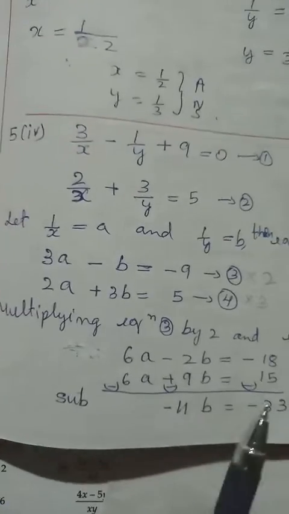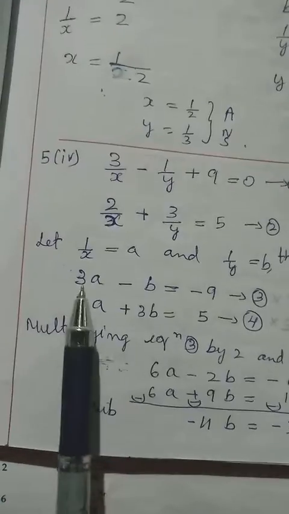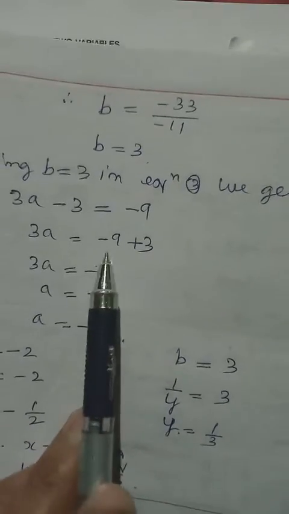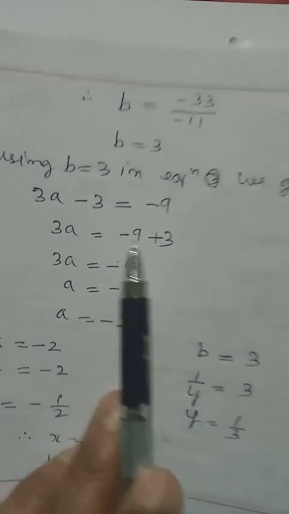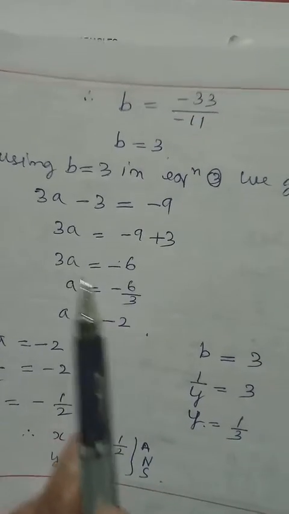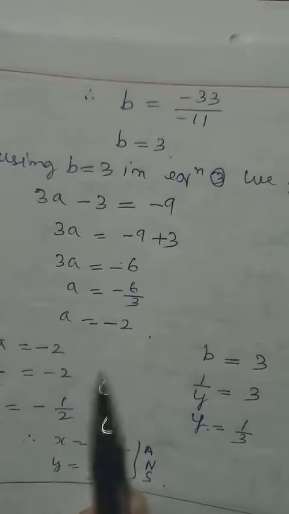We get B equal 3 to get A. So 3 into A minus 3. Minus, if you take the other side, it will become plus. So minus 9 plus 3. 1 minus 1 plus, we have to minus. 9 minus 3, 6. Then A equal minus 6 by 3 equal 2.